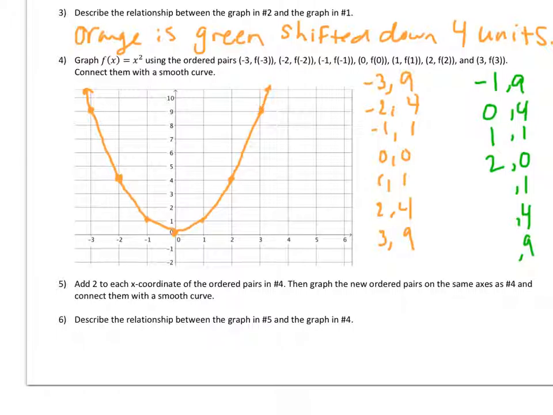0 plus 2 is 2. 1 plus 2 is 3. 2 plus 2 is 4. And 3 plus 2 is 5. So I just took all my old x coordinates, added 2, and now I'm going to plot these new points. -1, 9. 0, 4. 1, 1. 2, 0. 3, 1. 4, 4. And 5, 9. Connect them with a nice smooth curve.